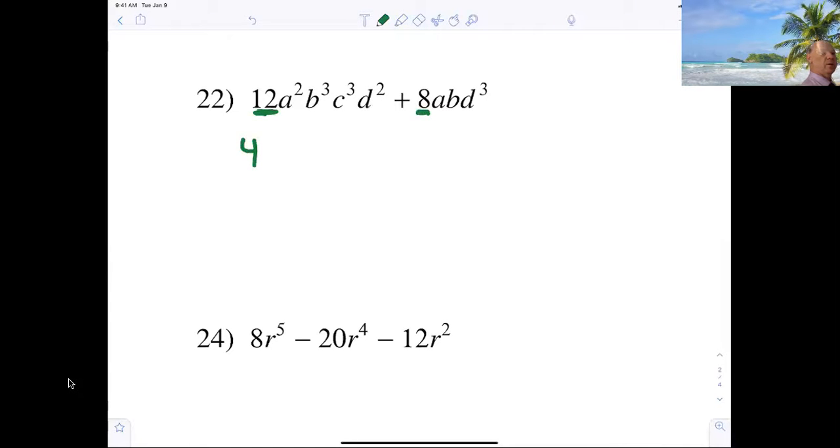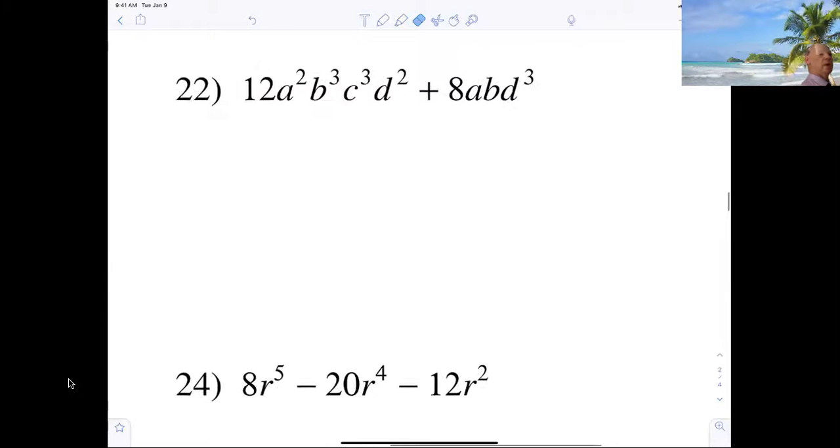So it's 4a. 4b? No, slow down. 4a. And then, is there anything else common? The b and the b. How many b's? There's 2 b's and then there's 1 b. I don't think you have any idea what you're doing. Start over. So it's 4. Look up on the board. Don't look at your notes.